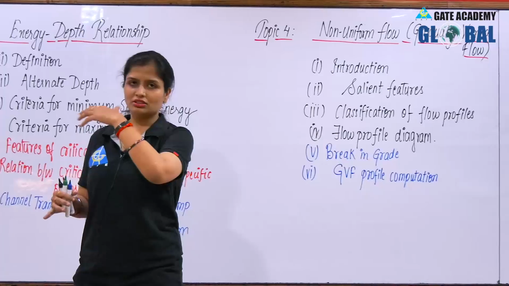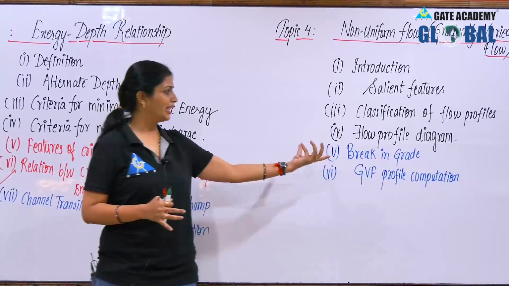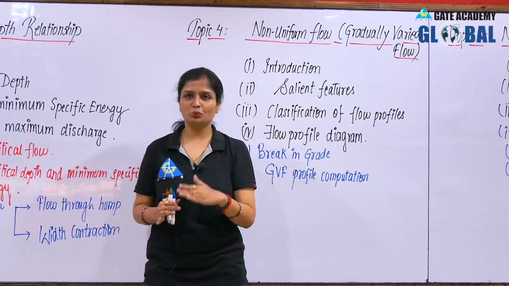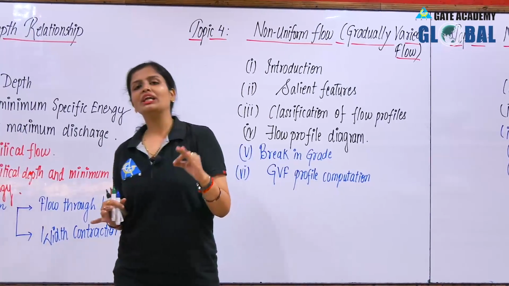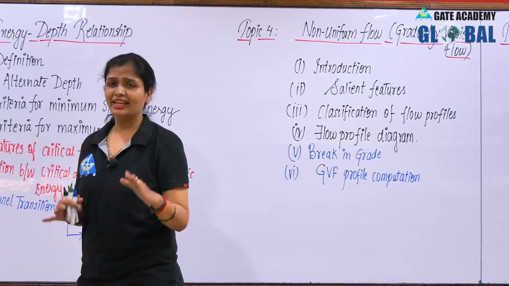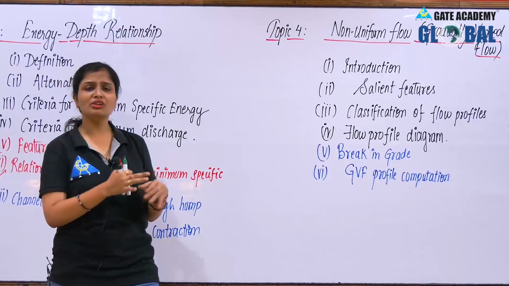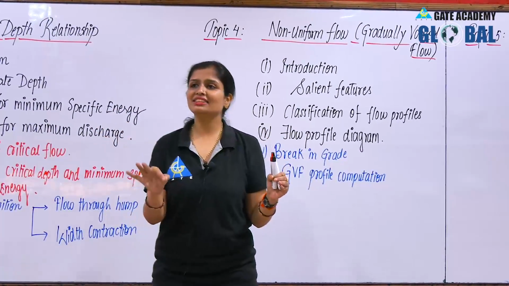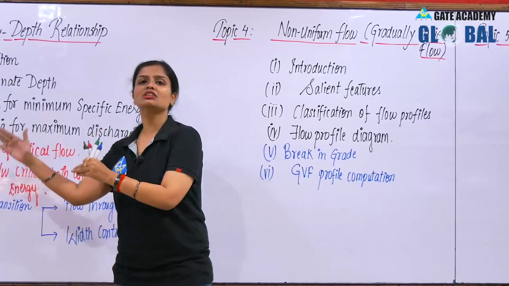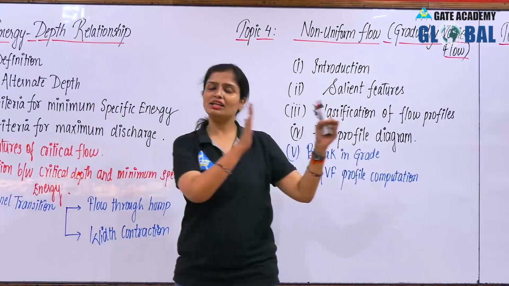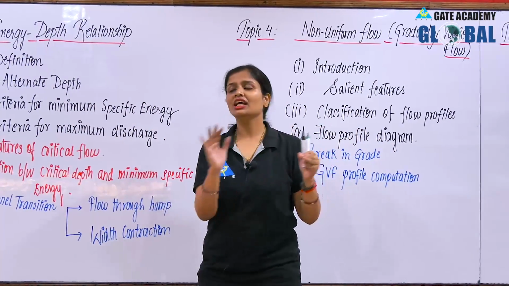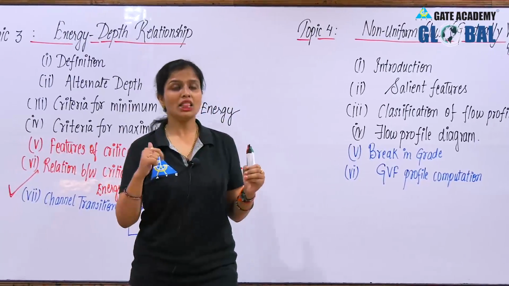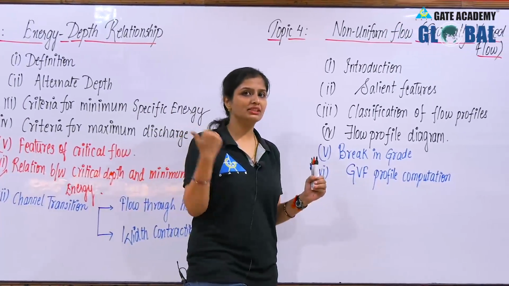Just giving you a slight introduction of this break in grade. As I told you, there are different types of slopes which exist. They don't exist in singular form. Singular form means if a channel section is there, it is not necessary that the channel section's initial slope was mild, so after the end of the channel section the slope will be mild. Generally, it doesn't happen. Then what does happen?